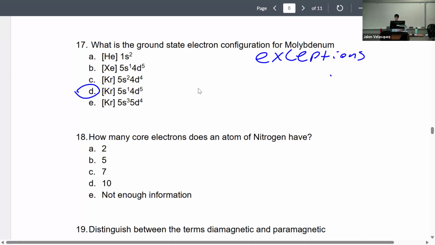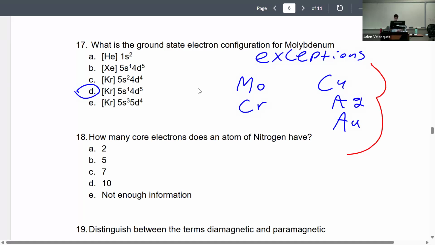Yes, copper is one. Obviously, we know molybdenum is one. Chromium is one as well. Good. 2 more. Silver. It's another one. It's really expensive. Gold. So copper, silver, and gold, if you look at the periodic table, are in D9. So these want a fully filled D subshell. These want to have D10.